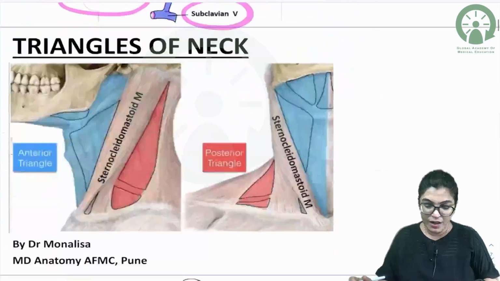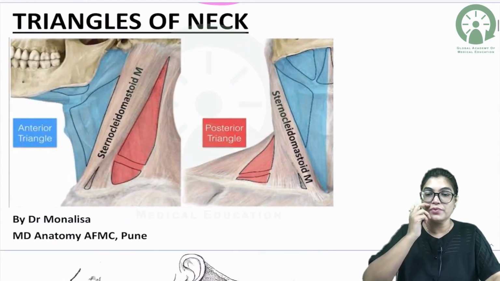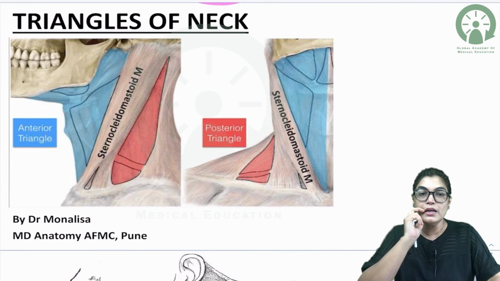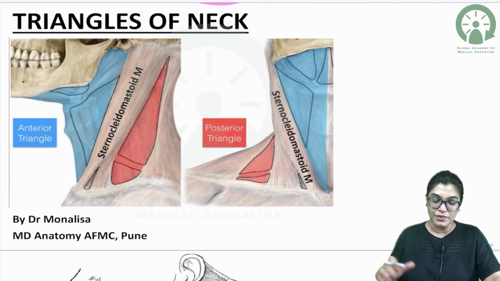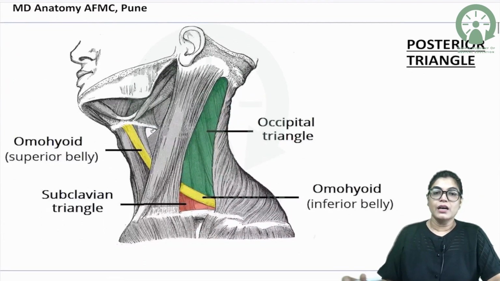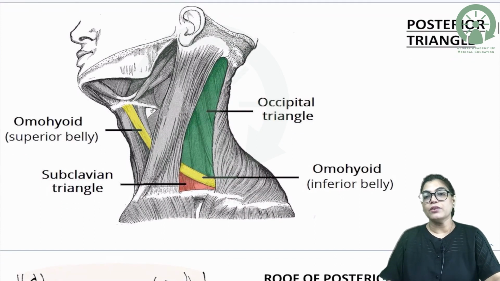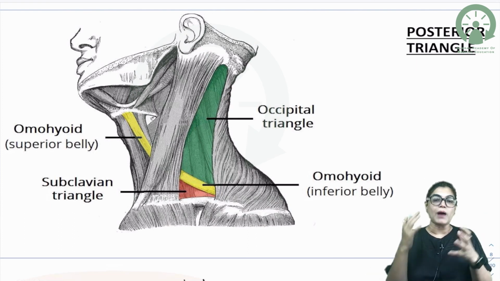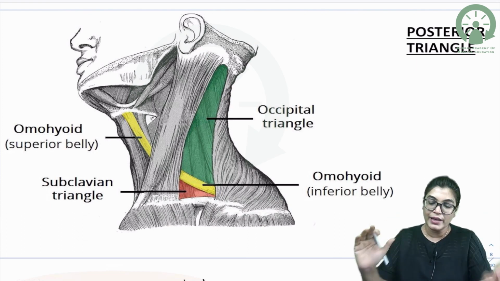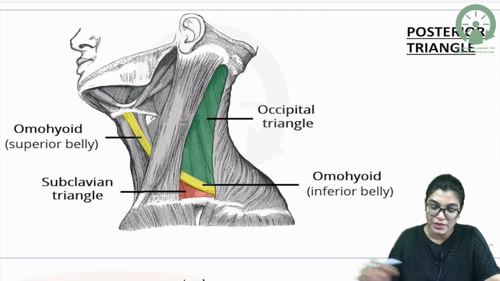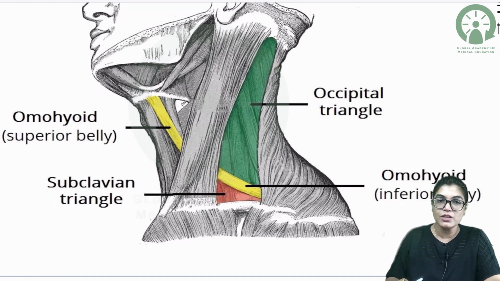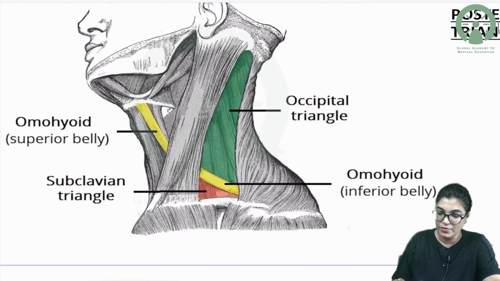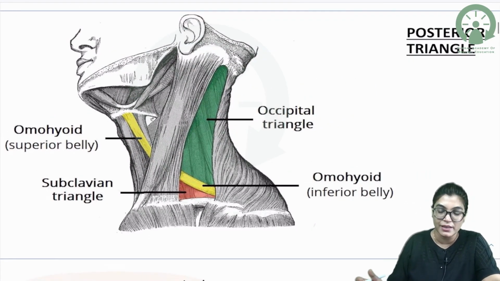Now, the next topic is the triangle of the neck. I would like to tell you about the posterior triangle of the neck firstly, which is very important. The posterior triangle of the neck is located on the lateral side of the neck, and it is important to know its boundaries. Let me just appreciate this image. If I enlarge this, you can appreciate the posterior triangle boundaries.